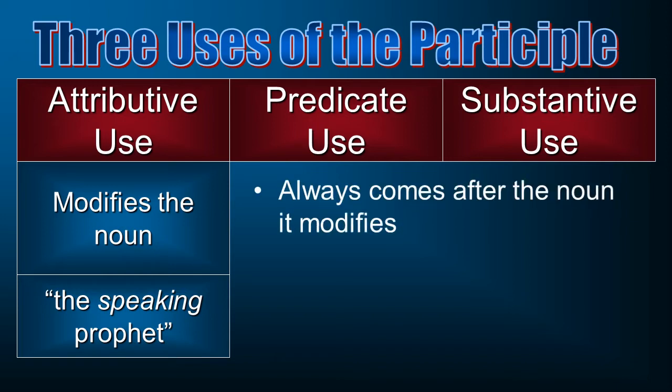It always comes after the noun that it modifies. So in English, we say the speaking prophet. We would say in Hebrew, the prophet, the speaking one. So the noun comes first. That's how you can tell it's the attributive use of the participle. The noun comes first, and then the participle comes after that.